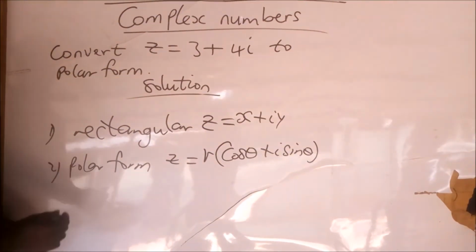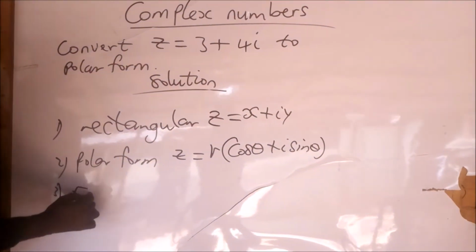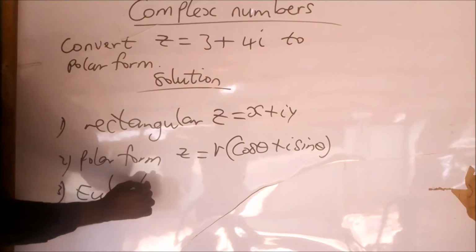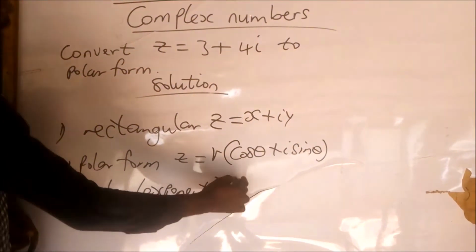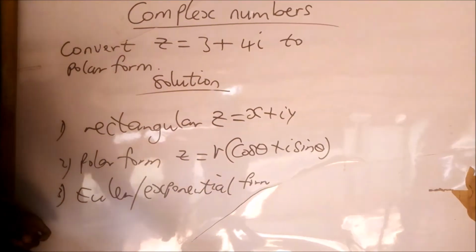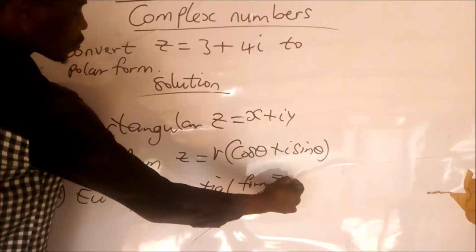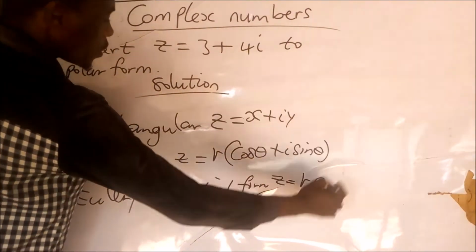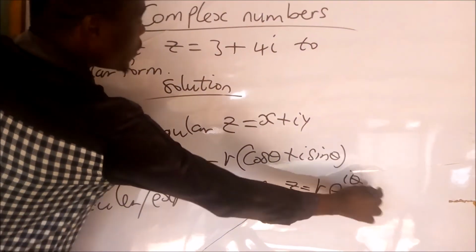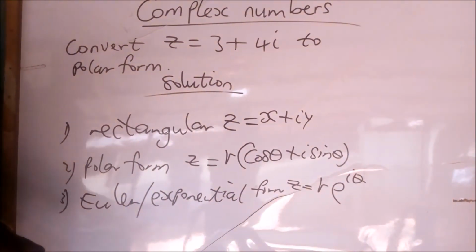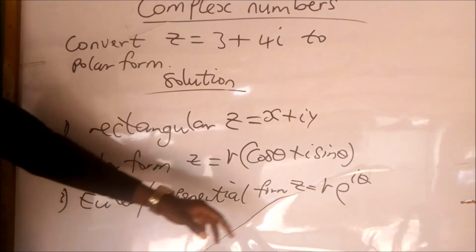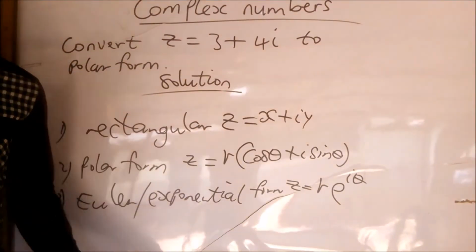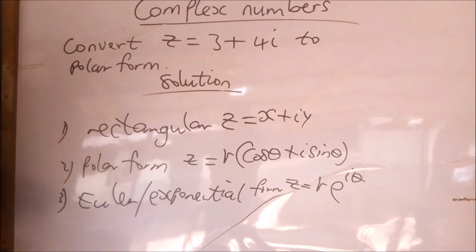And in the third form, we have what you call Euler form, or you also call it exponential form of a complex number, in which case z is equal to r exponential i theta. In this case, the r here is the modulus of the complex number, while the theta is known as the argument of the complex number.